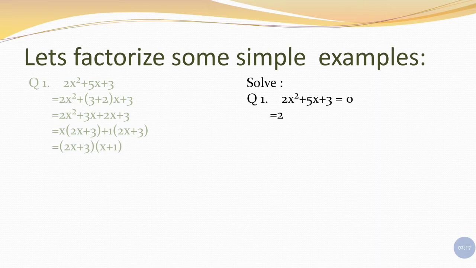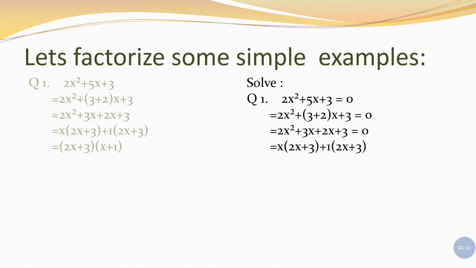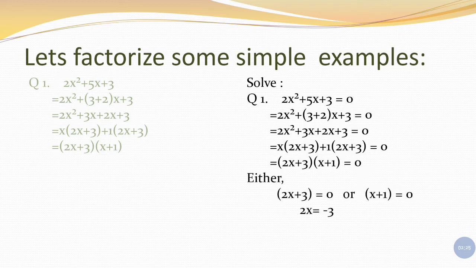So what is the difference between factorize and solve? Factorization and solve look the same, but you can see in solve there is a zero sign, zero is there on the right hand side. Solve means find the value of x. The process is the same till the last factorize, but now the next step will be there, either or. So either 2x plus 3 is equal to 0, so 2x equals minus 3, so x equals minus 3 by 2, or x plus 1 equals 0, that implies x equals minus 1.